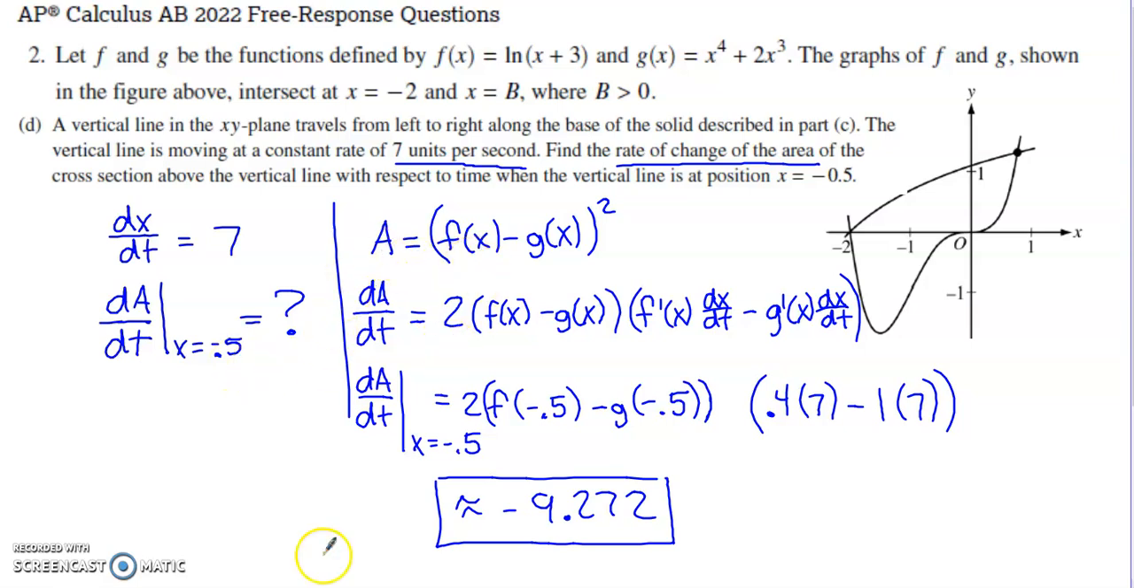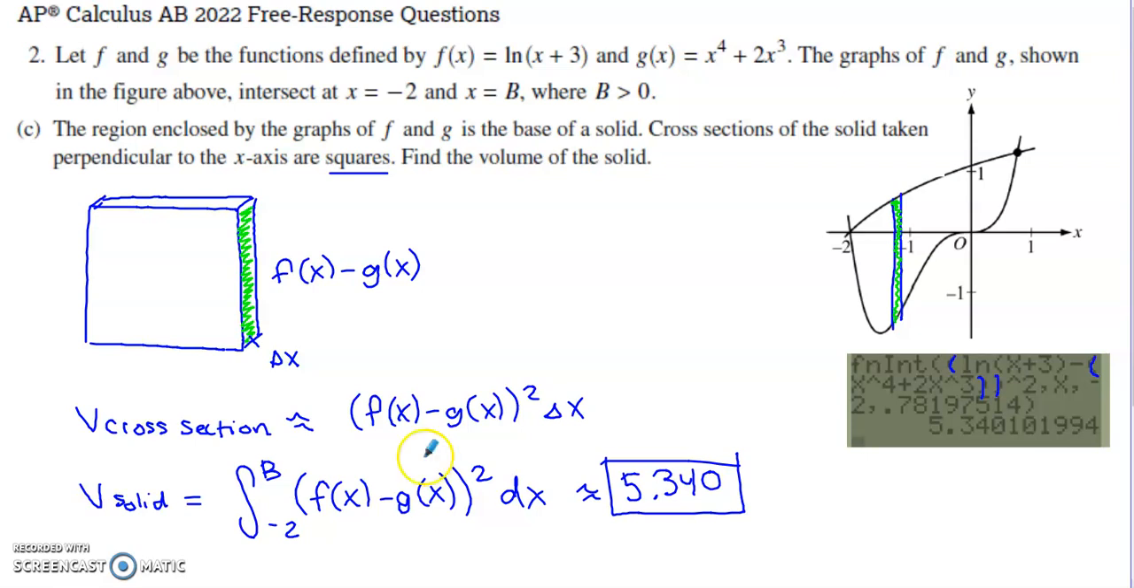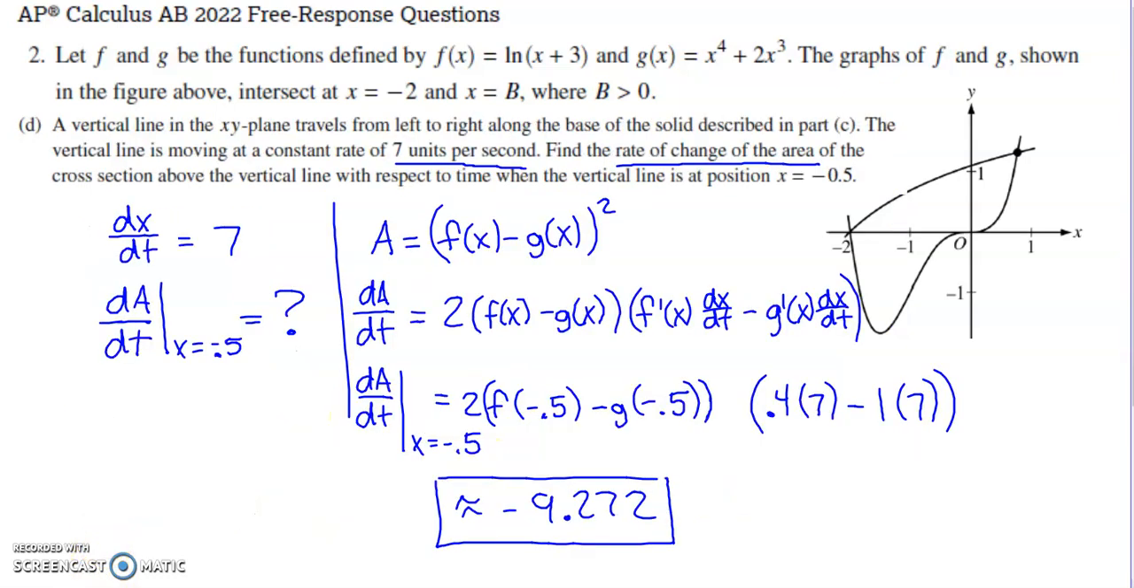Think about what the area of the face of that cross section was from back in part C. Now I know back in part C we were ultimately finding a volume, but this right here is the area of the face of one of those cross sections, right? Height of the square times the width of the square. So f of x minus g of x, squared, would be the area of the face. We don't have to take into account the delta x here. So here's my equation for area. I want to find the derivative of area with respect to time. So I take the derivative of the left side of this with respect to t. I also take the derivative of the right side with respect to t.